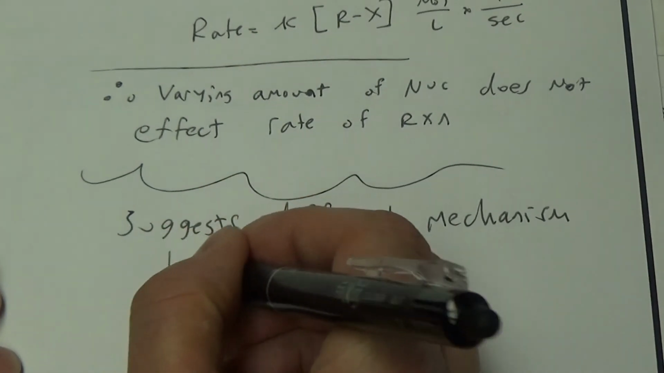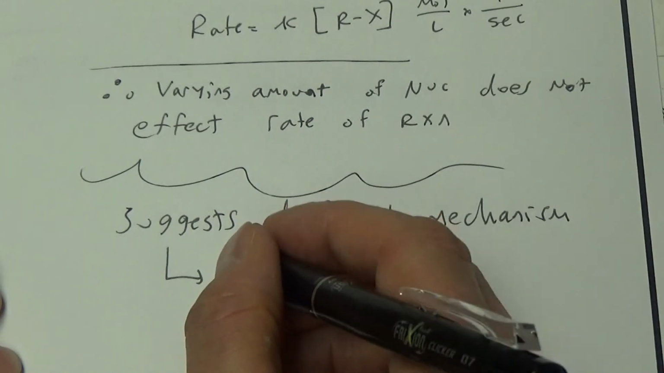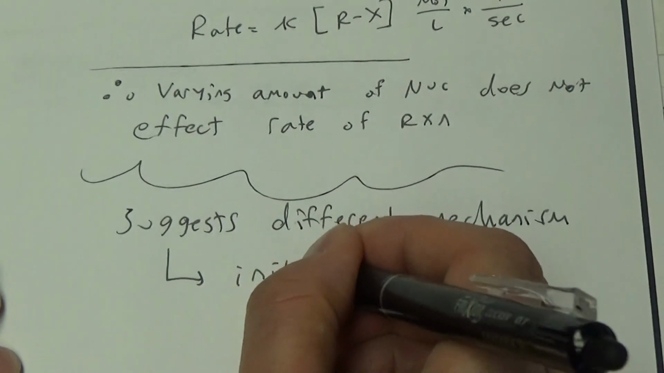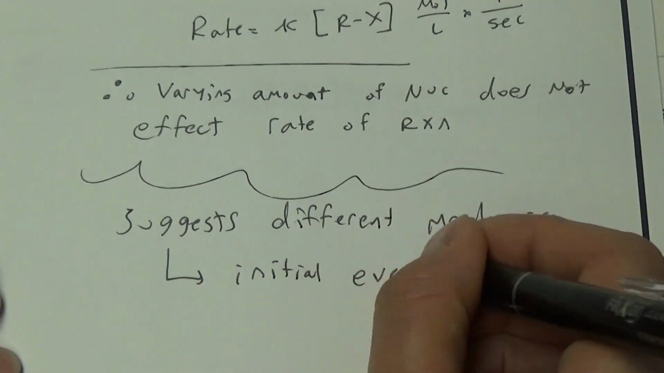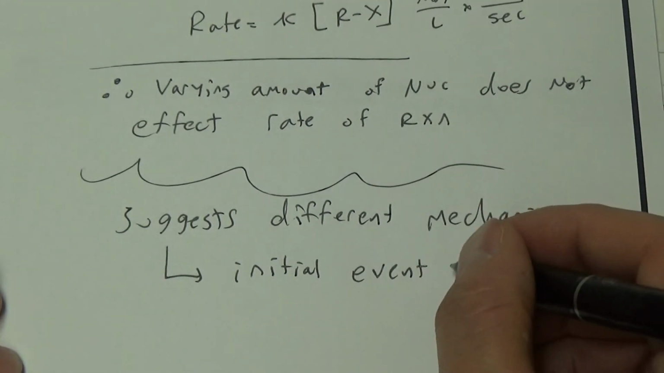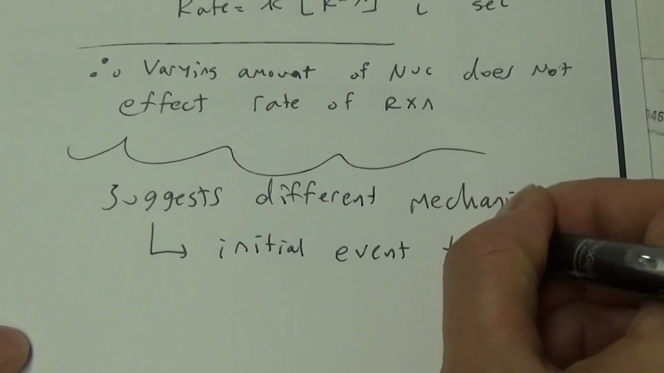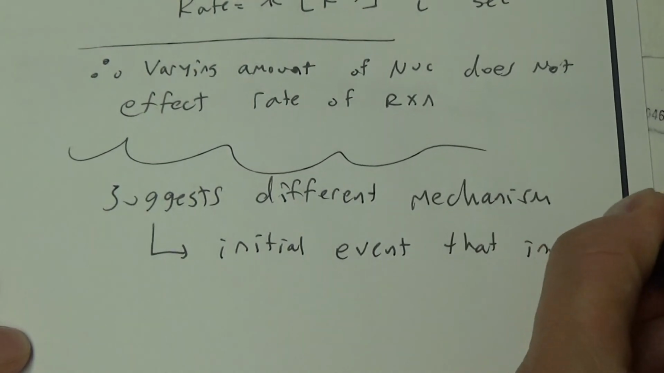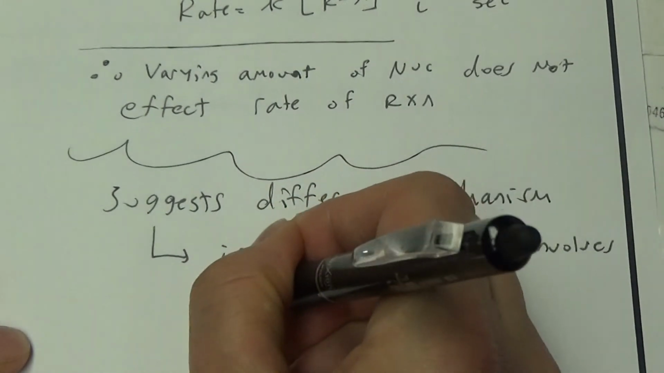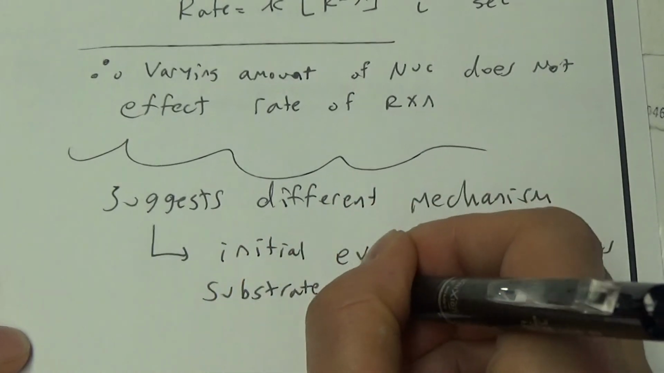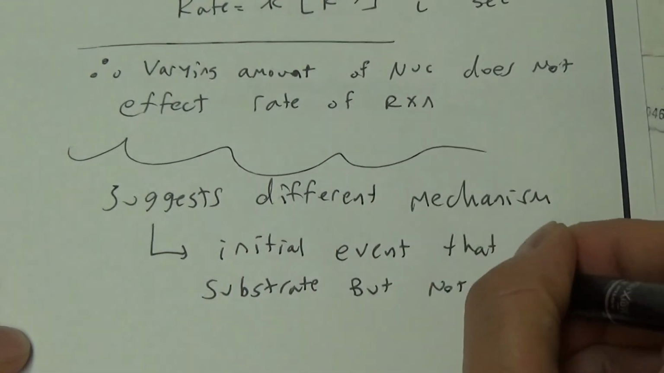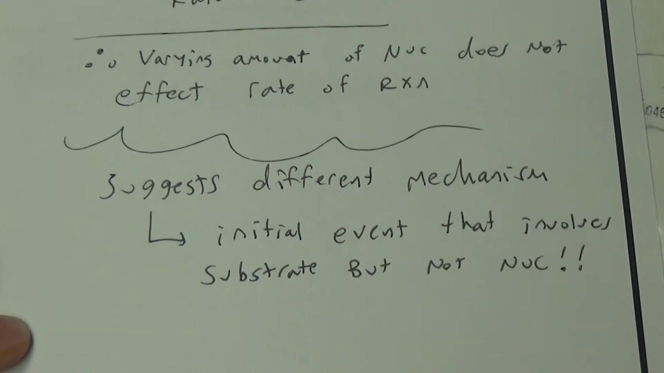And the key difference is that there's going to be an initial event in the mechanism that involves just the substrate, but not the nucleophile. And that's going to be the rate limiting step of the reaction.